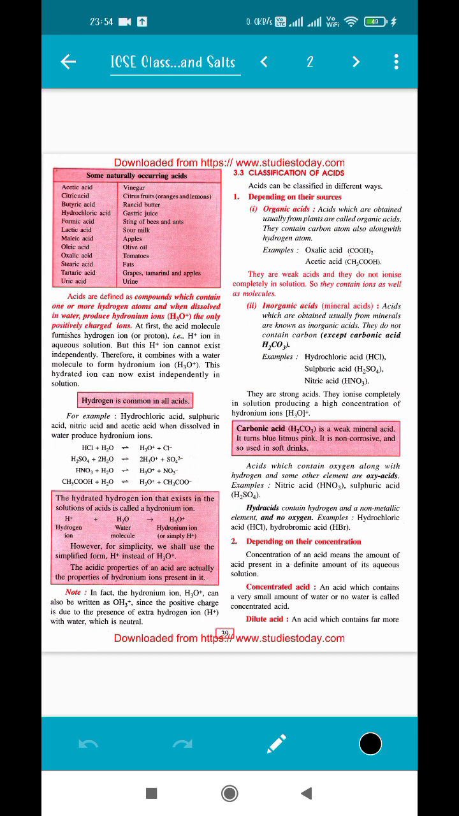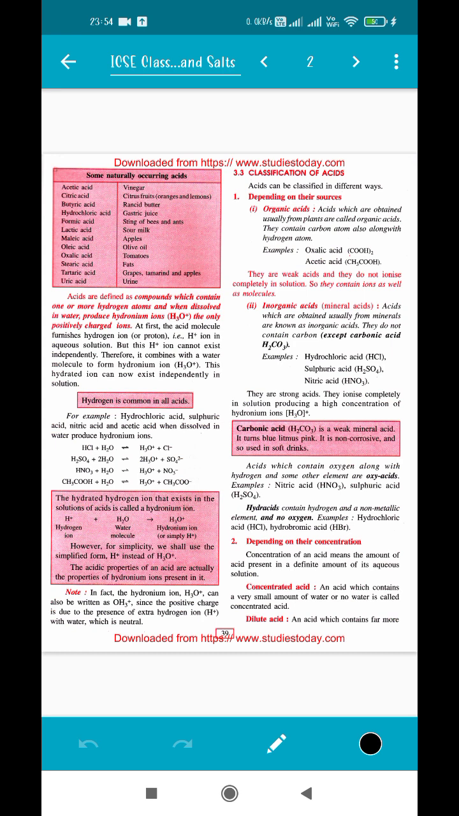Now let's see about different types of acids. There are lots of classifications of acids. We will learn one of them at a time. Depending upon the source, whether it is organic or inorganic. Organic means which are natural, and inorganic means which are produced in the laboratory.